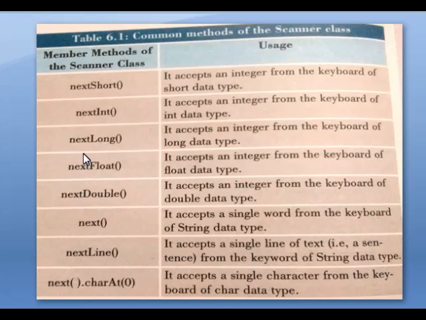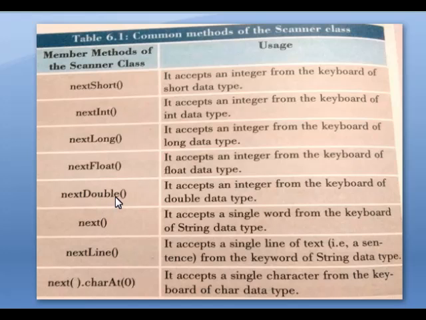So if we are using the variable as a short, to accept an integer from the keyboard of short data type, we have to write nextShort(). If it is an integer variable, we have to write nextInt(). See, after next there is no space and the next letter should be a capital letter. If the data type is long, then you have to write nextLong(). If it is a float type, you have to write nextFloat(). If it is a double type, you write nextDouble().